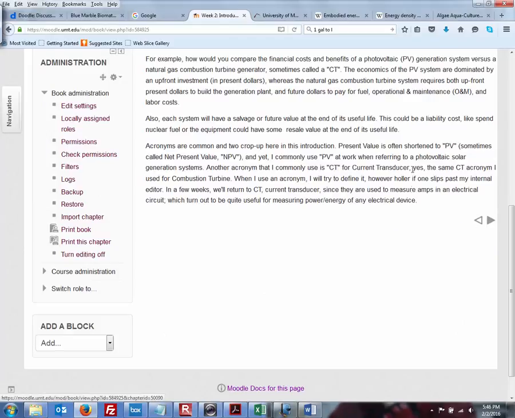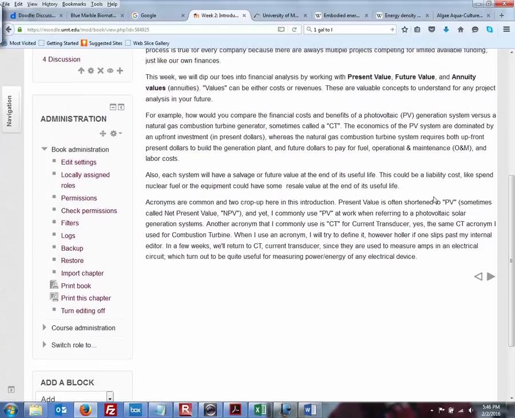The things we're going to worry most about are the present value, the future value, and then the annuity values. Those are really the three financial functions.